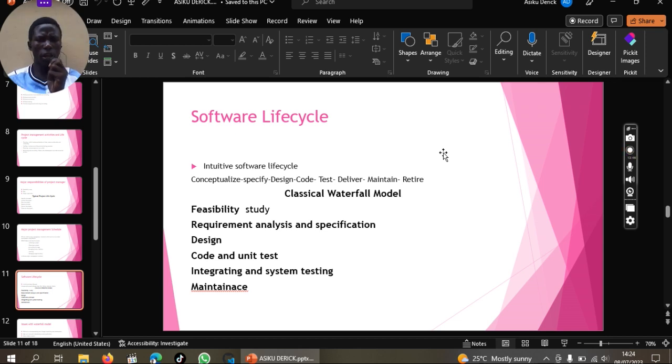Then in the waterfall model, it has feasibility study, then it has requirement analysis and specification, it has design. Then after designing, you have to do code and unit test. After doing the unit test, you have to do integration and system testing. This is now where you have to integrate the system to the legacy system such that it works. After doing that, you have to be able to maintain the system.